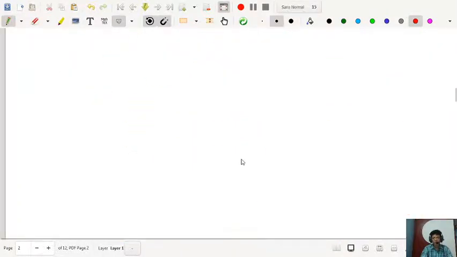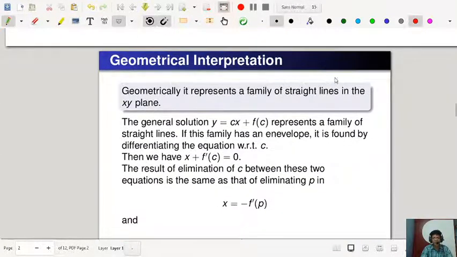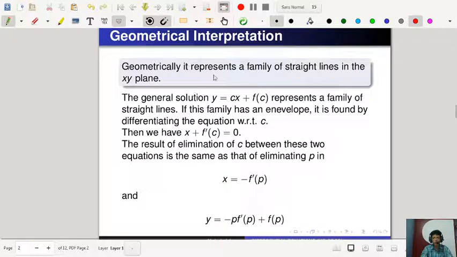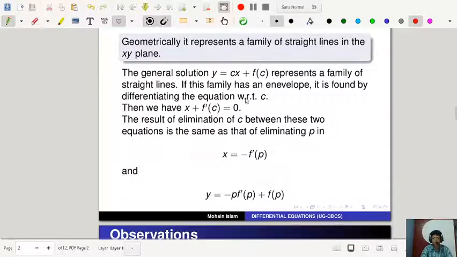So before going into the detail, let's have the geometrical interpretation. Geometrically it represents the family of straight lines in the xy plane. So look at the general solution, y equal to cx plus f of c. It represents the family of straight lines in the xy plane.